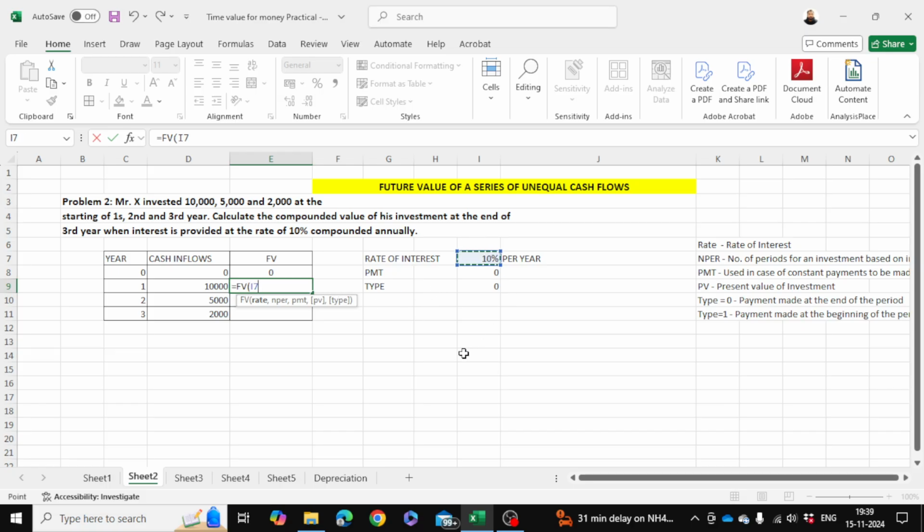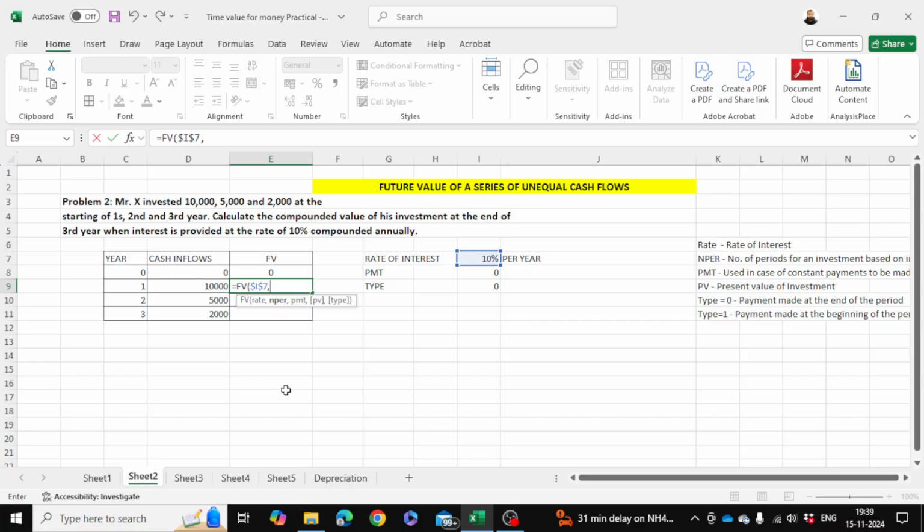So the rate of interest is this, but it needs to be constant, so I will put a dollar symbol against the cell. The cell was I7, right? But you can put the dollar symbol against it, to make this value constant, because a constant rate of interest will be applied throughout the 3 years, right?